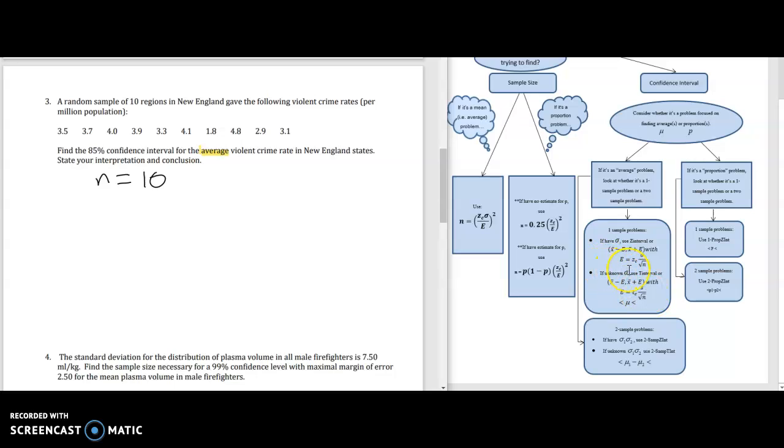Otherwise, you don't know sigma, so you know S, and if you have an S, you use a T interval, unless your sample size is large, bigger than 30. Then that would bump you back into the Z interval. But in this case, we only have a sample of 10. So you have to make that decision between Z interval and T interval. Once you make that decision, you would write that down, enter the values into the calculator, and it will calculate the interval for you.